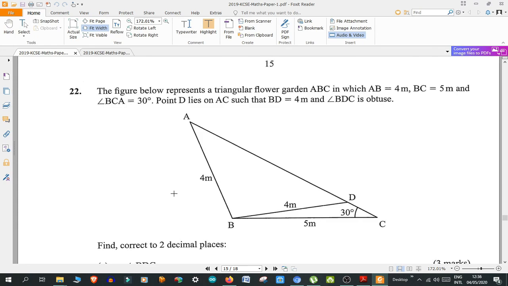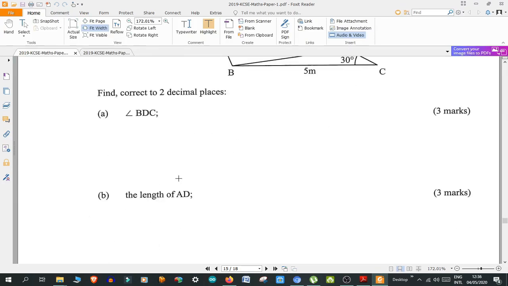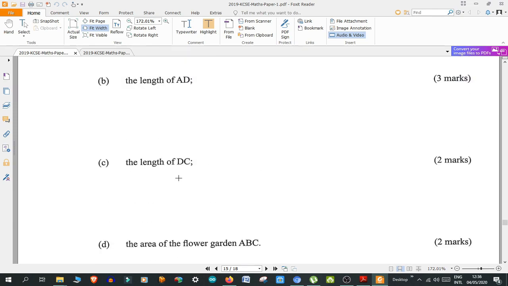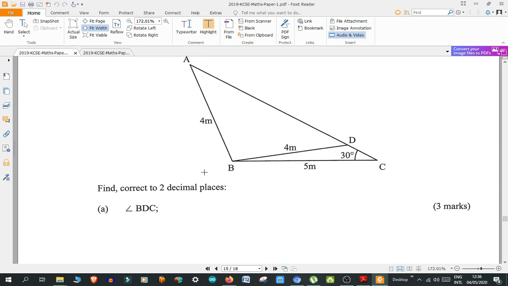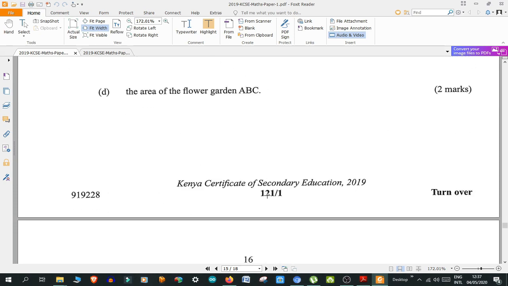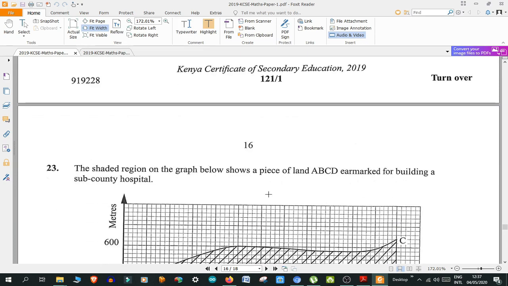Moving on, 22, the figure below represents a triangular flower garden, ABC, in which AB is 4, BC is 5, and angle BCA is 30. Point D lies on AC such that BD is 4 and angle BDC is obtuse. So find this again, angles, and calculating lengths using various rules. You get to know that there are two rules that we use in such a case. We talk about the sine rule and the cosine rule. So we are going again to come back to that much later.